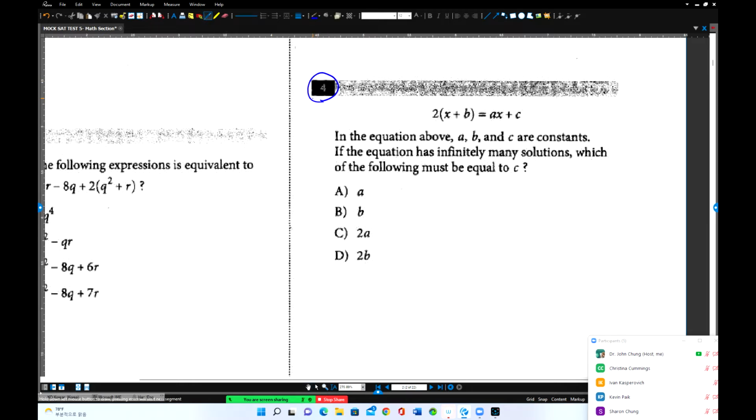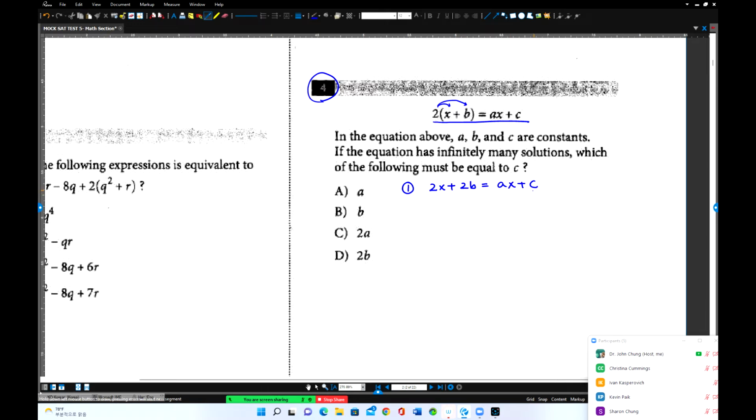Alright. So we have the equation over here. The equation has infinitely many solutions. That means too many solutions, right? The first one, maybe you can think this one. Left hand side, 2x plus 2b. Right hand side, ax plus c. I just expand this one. 2x plus 2b, ax plus b.